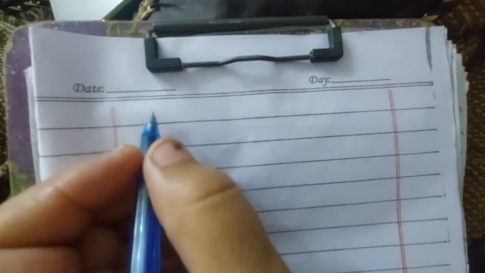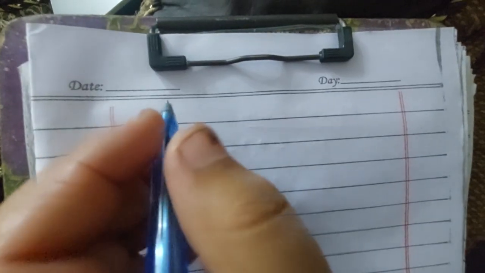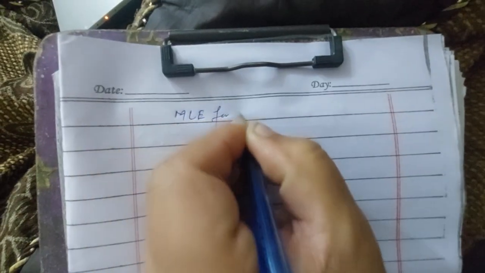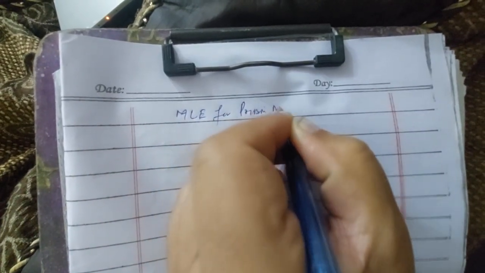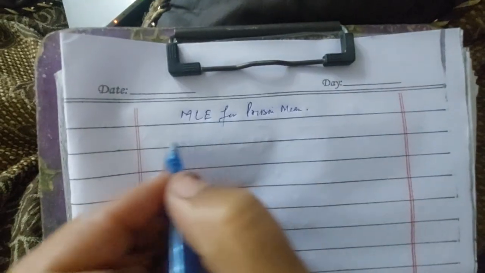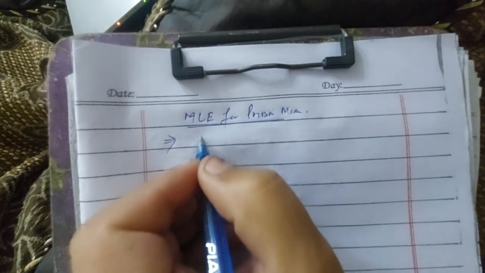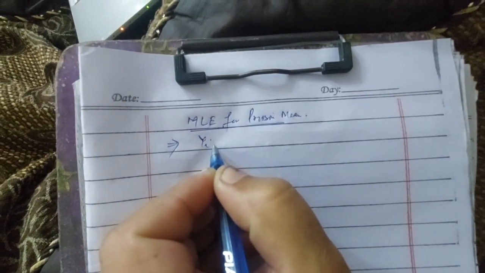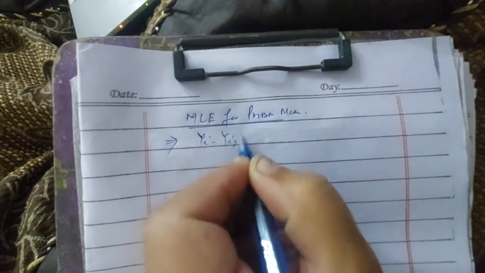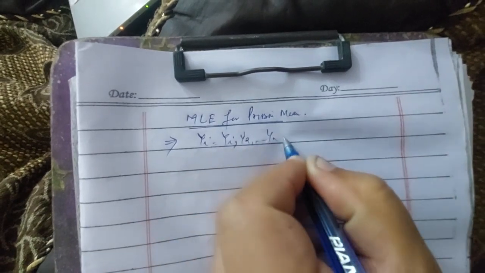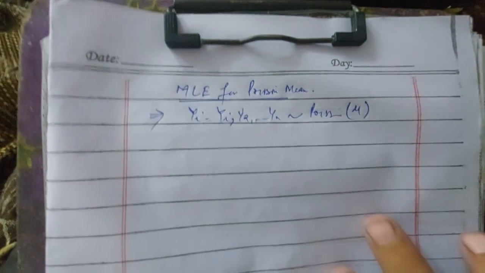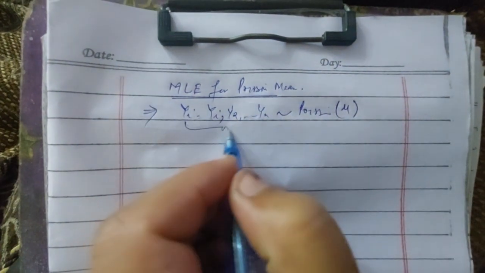Now we will calculate the MLE, the maximum likelihood estimation, for the Poisson mean. For example, we have yi, which is equal to y1, y2 up to yn. It follows a Poisson distribution with a mean of mu. This is the response variable.